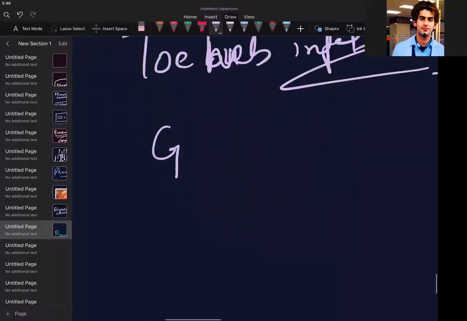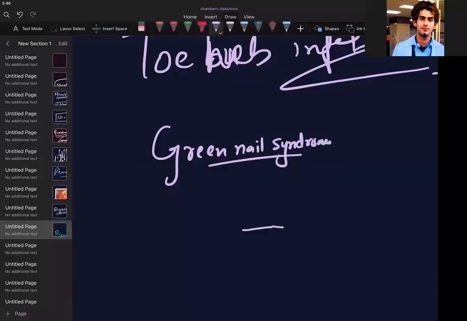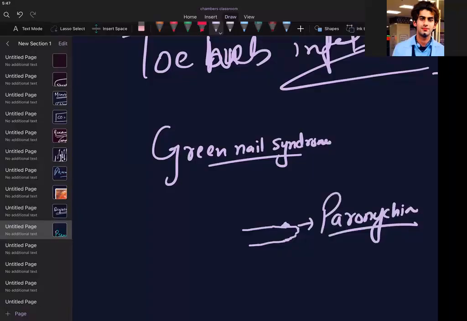Green nail syndrome. I don't have an image here. If this is the nail bed and this is the nail, let me make a nail for you. If you have any sort of skin infection on this nail region or the nail pulp, we say it is called paronychia. What was the most common cause of paronychia? Do you remember any organism? Which infection causes paronychia?